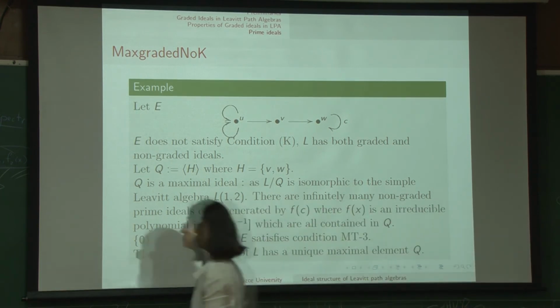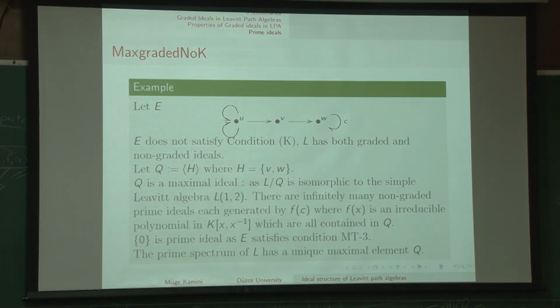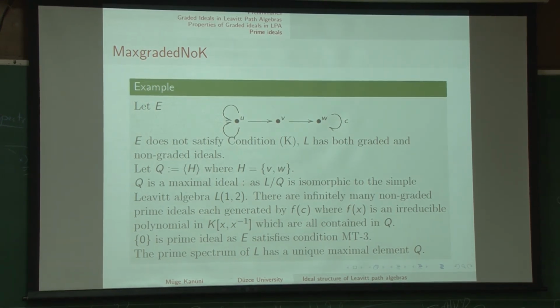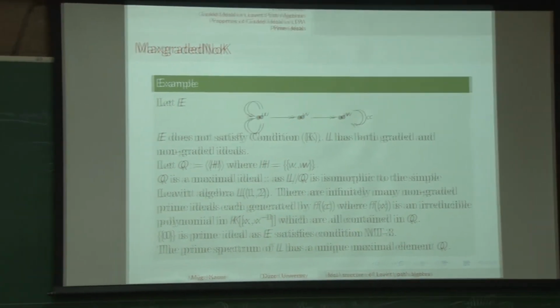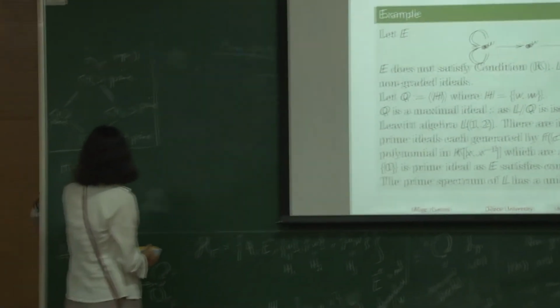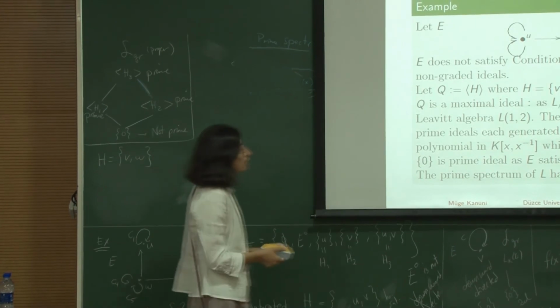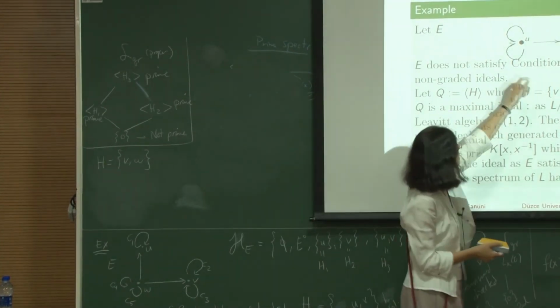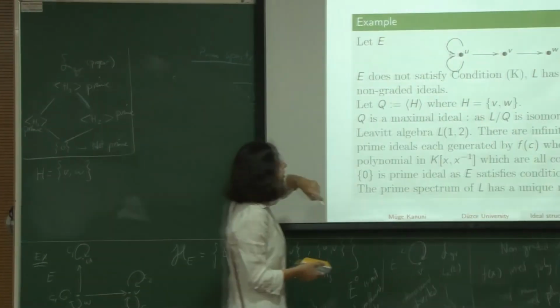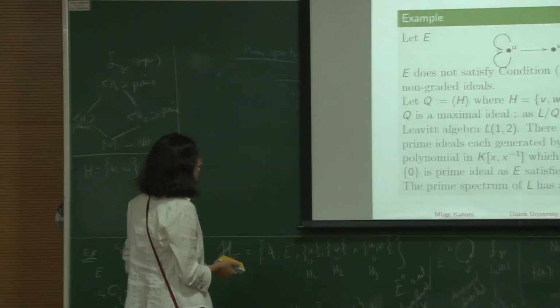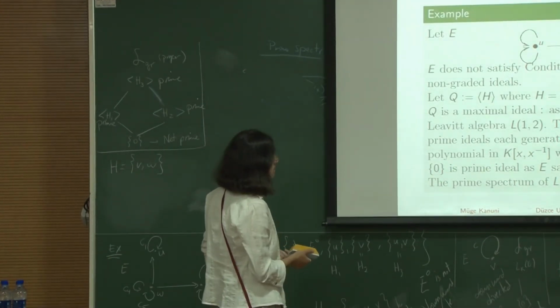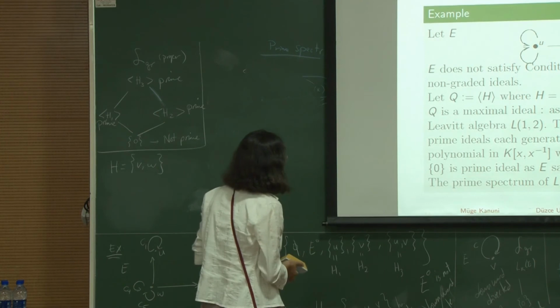Look at the hereditary saturated set here. Namely, take H to be V and W. Okay. That's a hereditary saturated set. Can't go back. It's a maximal ideal.